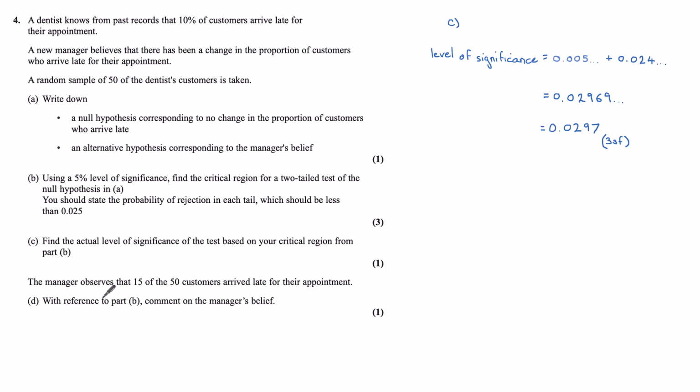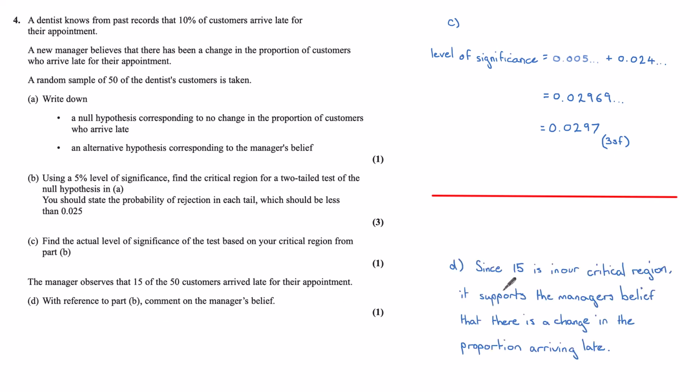The manager observes 15 of the 50 customers arrived late for their appointment. With reference to Part B, comment on the manager's belief. While 15 is certainly greater than 10, since 15 is in our critical region, it supports the manager's belief that there's a change in the proportion of customers arriving late, and in fact the 15 would indicate that this 10% is actually lower than the current value.